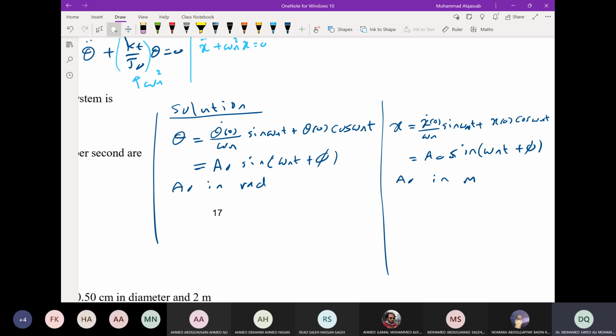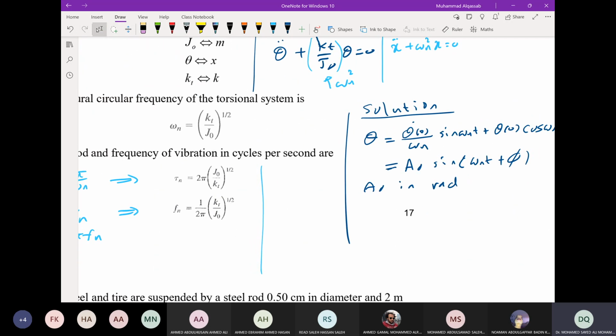So if the question is to find the response, you can use the same equation, and if the natural frequency is required, then it is square root of kt over Jo. And the same thing if you want to find theta at a given time: you substitute the given value of t, and adjust the calculator mode to radian.